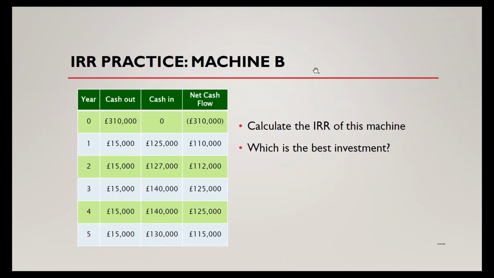To finish this question, I would like to leave you with an IRR practice question for machine B. So for machine B, assuming the initial investment is going to be 310,000, where every year we are planning to spend 15,000 pounds for the Facebook advertisement, and this will help us to generate a revenue of 125,000 up to 140,000. What students need to do is to calculate the value of the IRR and conclude whether machine A or machine B is a better investment.